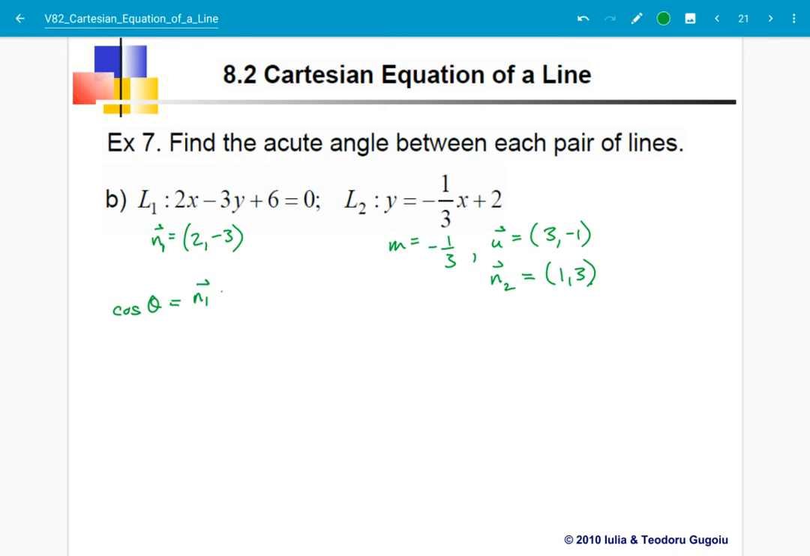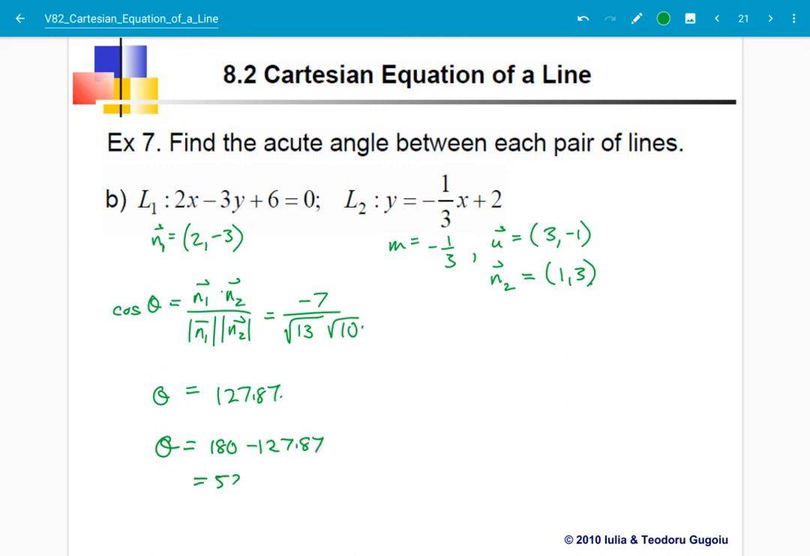Cosine theta is normal 1 dotted with normal 2 over mag of normal 1, magnitude of normal 2. You dot the two of them out, you get -7. Magnitude of normal 1, that is root 13. Magnitude of normal 2, that is root 10. Theta is 127.87. It said to find the acute angle, so I guess I'll find the supplement. 52.13 degrees. There's the angle between line 1 and line 2.